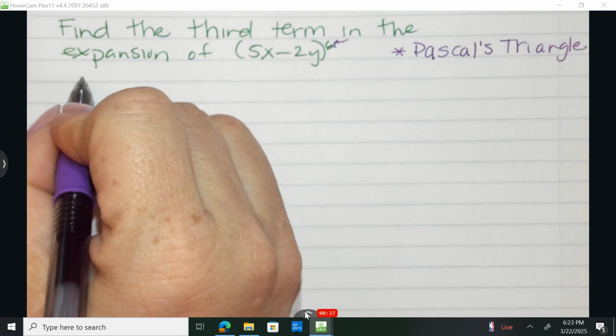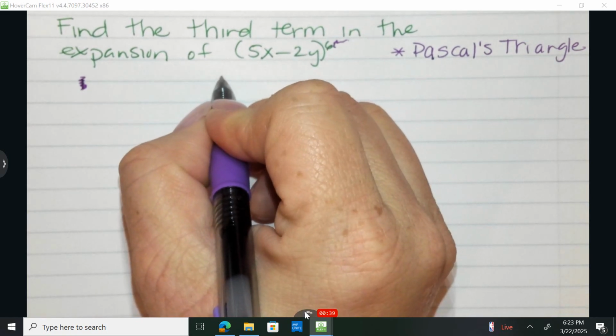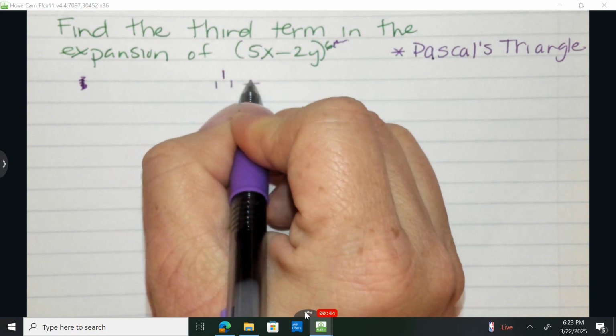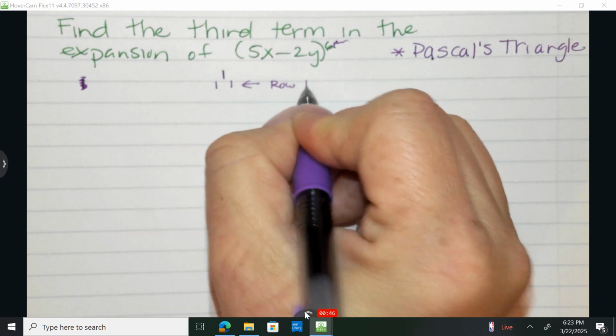And actually, I'm going to take this and move it to the middle where I have a little more space. So it starts with 1. Now, this is really going to be row 1.